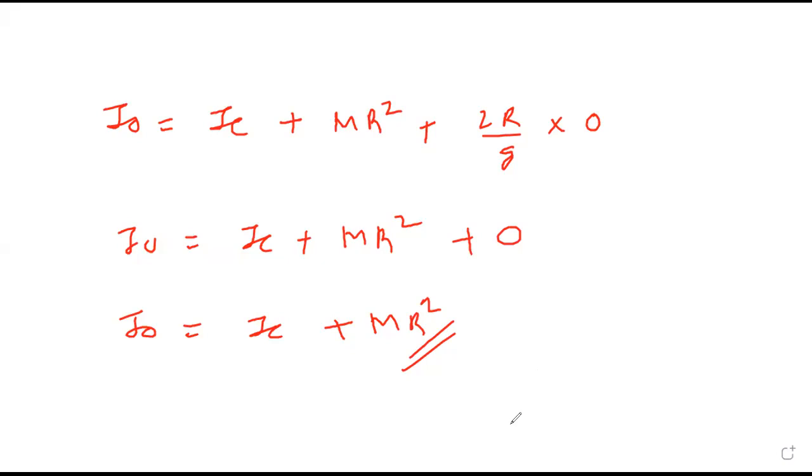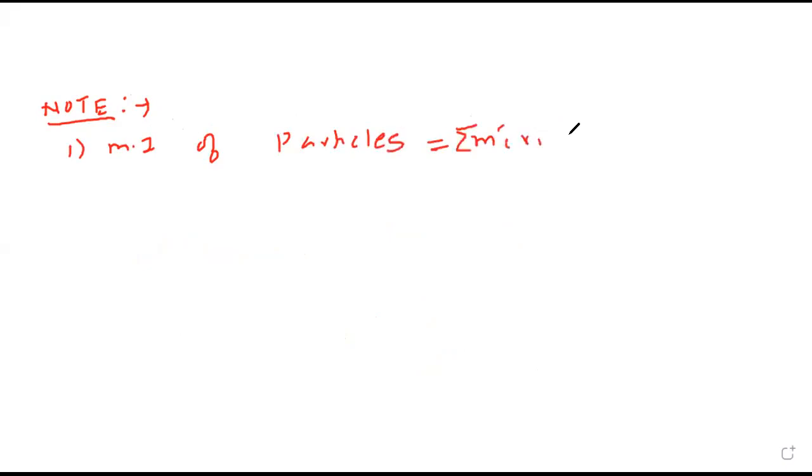I think completed. Yes, sir. Okay. What is the moment of inertia of a particle? Summation of mi into ri. If it is particles, then you will say summation of mi ri square. But in rigid bodies, which are uniform, particles are not situated at one point.